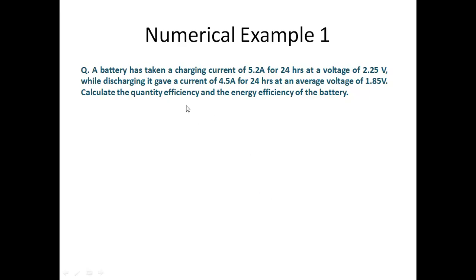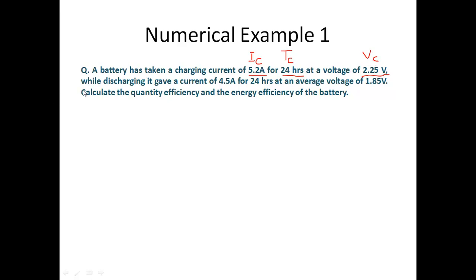So here we have our first problem. The question states a battery has taken a charging current of 5.2 ampere. It means that IC, the charging current, is 5.2 ampere for 24 hours. This is the charging time, at a voltage of 2.25 volt. It means that this is the charging voltage.